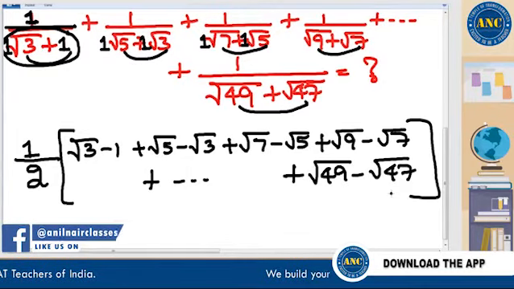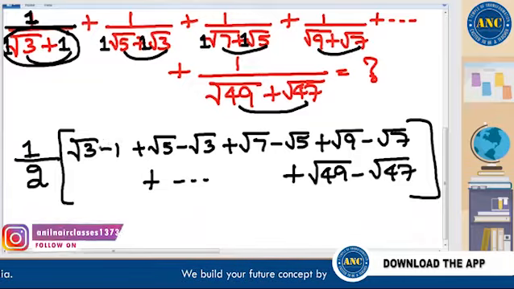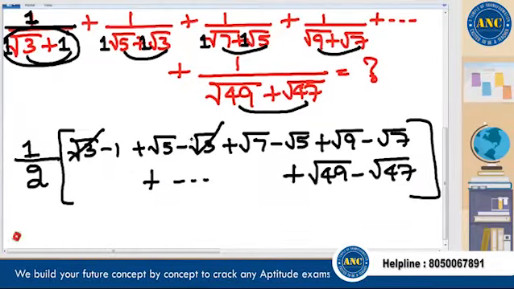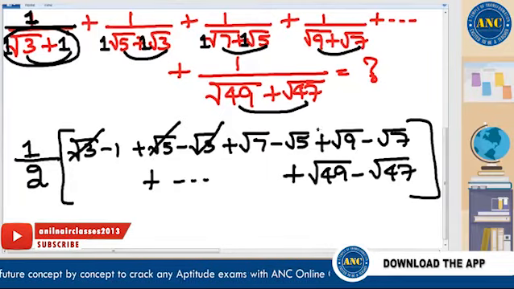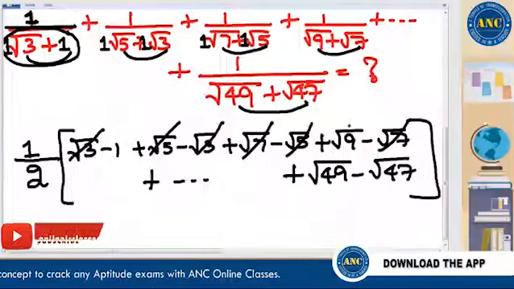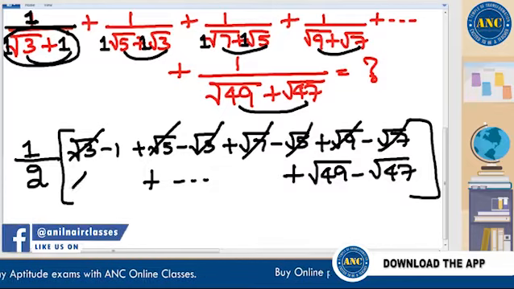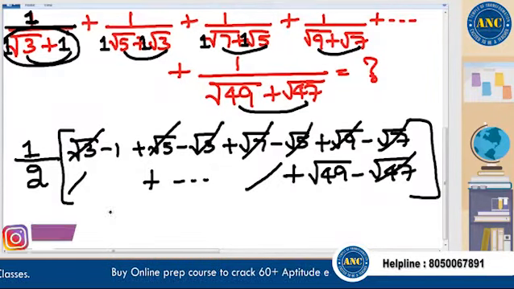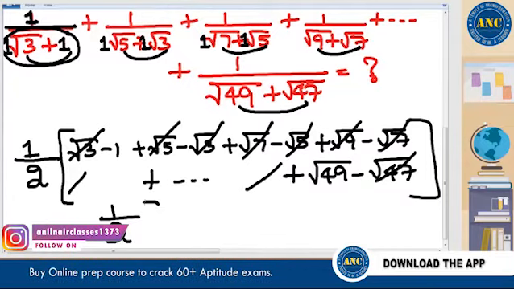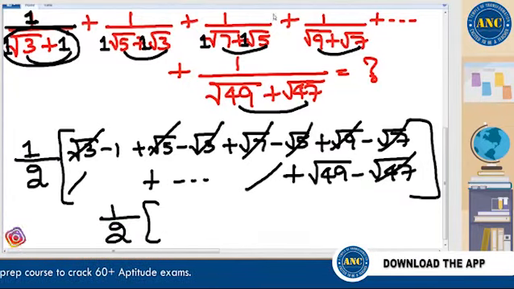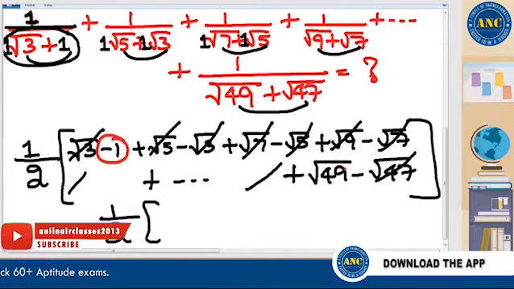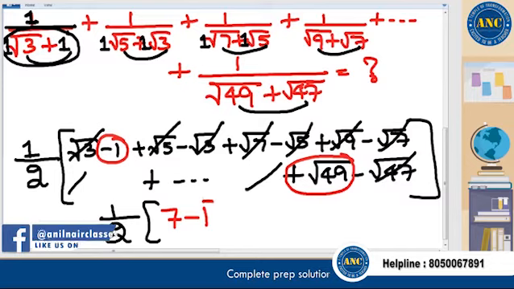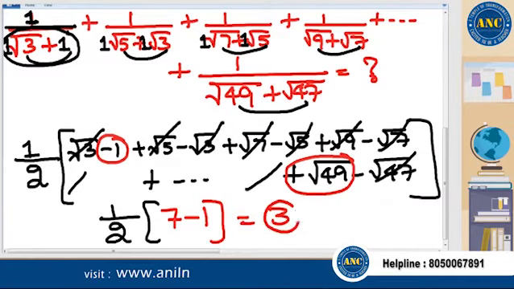Can I say that this root 3 minus root 3 cancels, root 5 minus root 5 cancels, root 7 minus root 7 cancels, root 9 minus root 9 cancels. Similarly, root 47 minus root 47 cancels. You will only be left with two terms. Those two terms are nothing but minus 1 plus root 49. Root 49 is 7. 7 minus 1 is 6. 6 by 2 is 3.